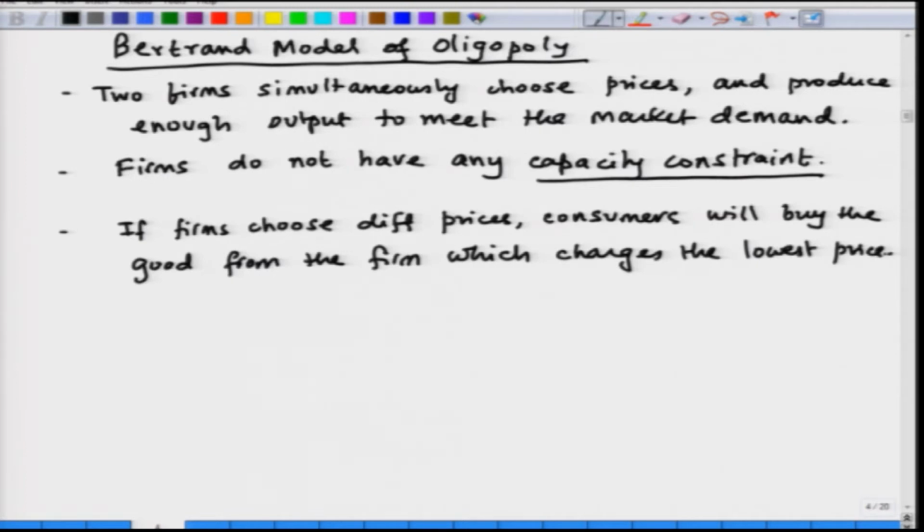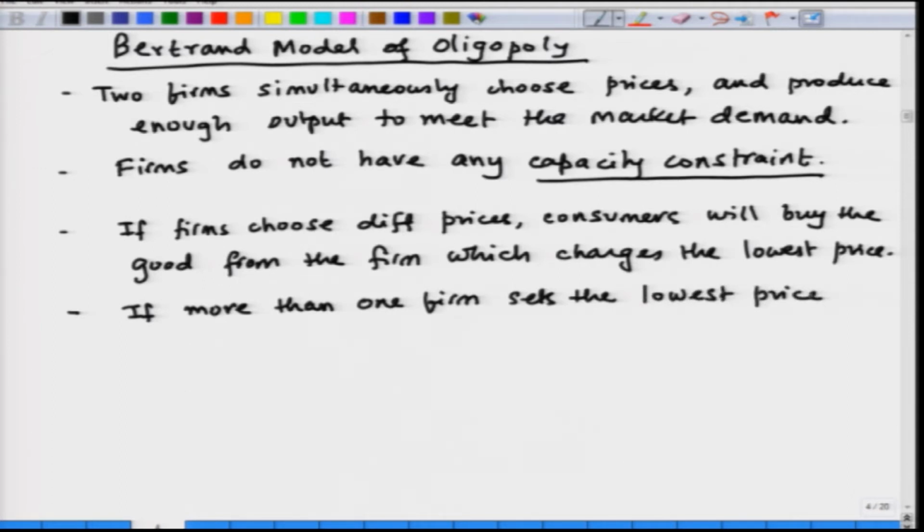Now, if multiple firms charge the same lowest price, then the market is essentially split between these firms. So, if more than one firm sets the lowest price, then all firms doing so split the market, share the market demand.